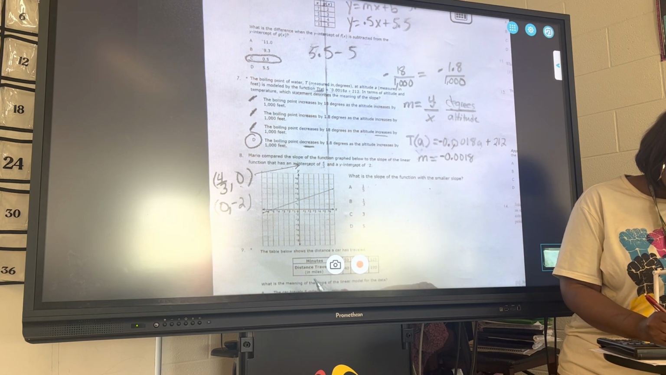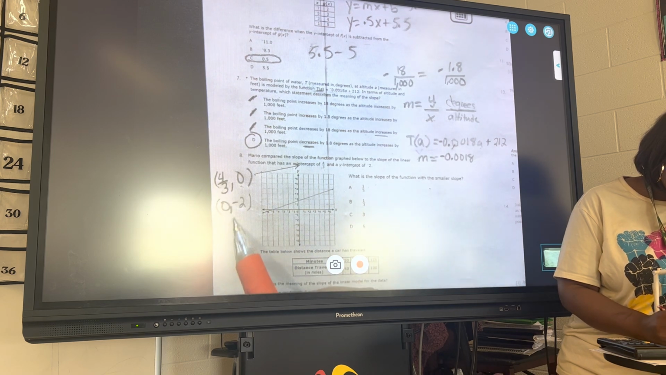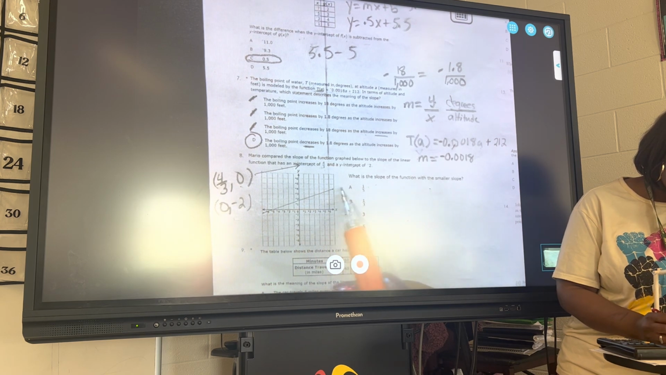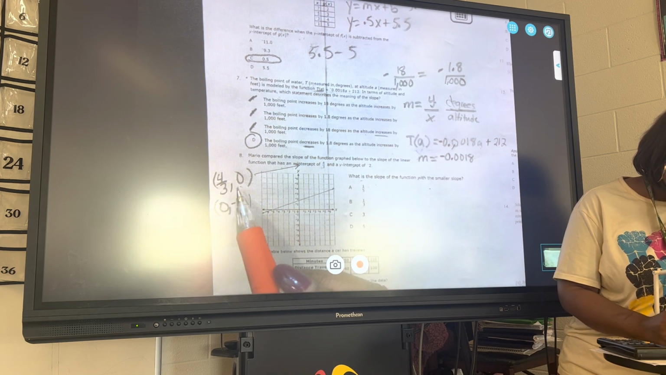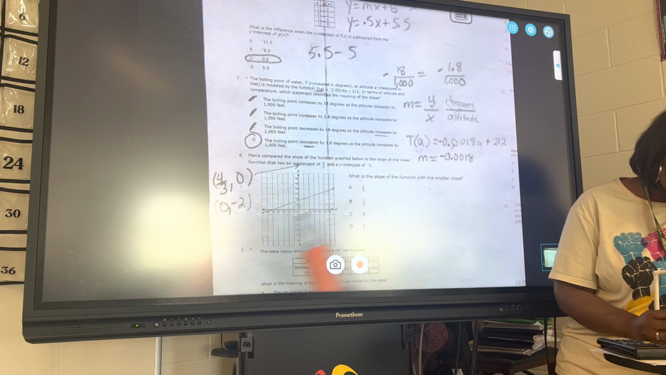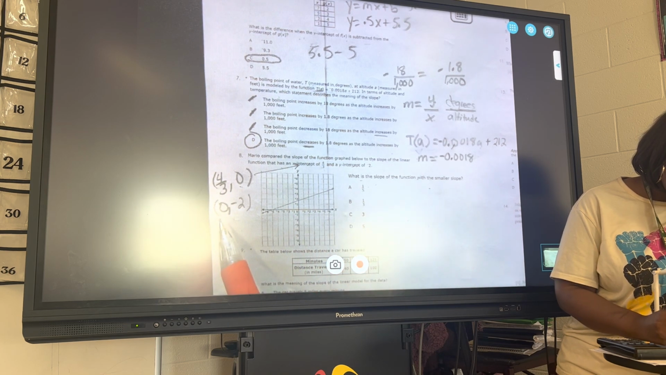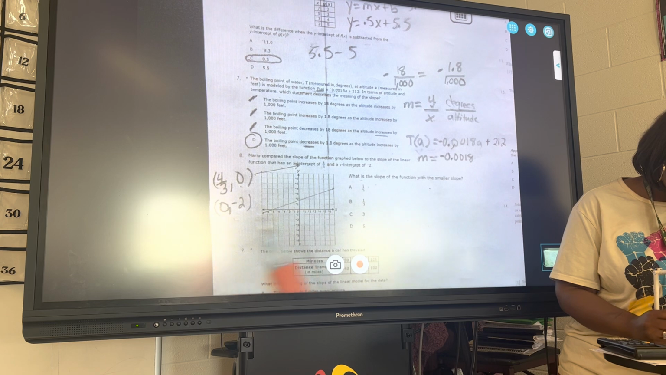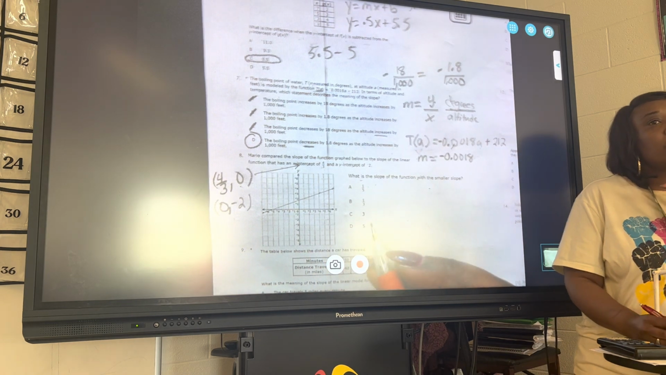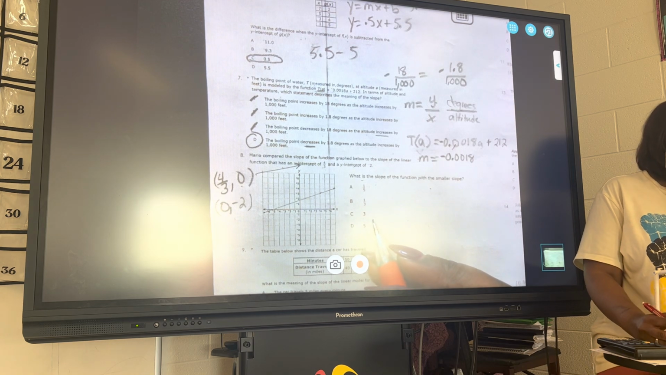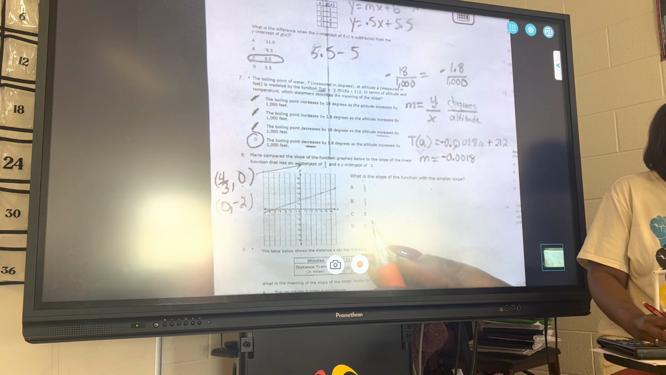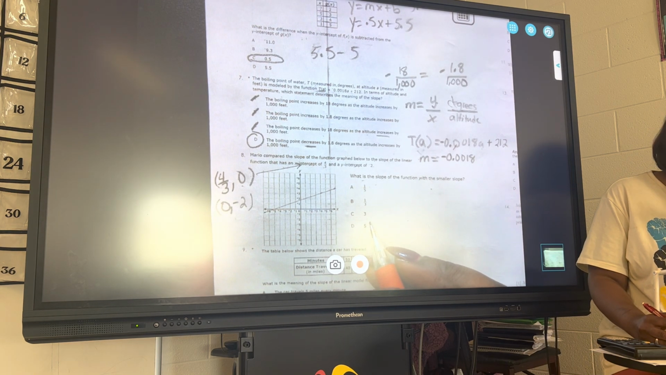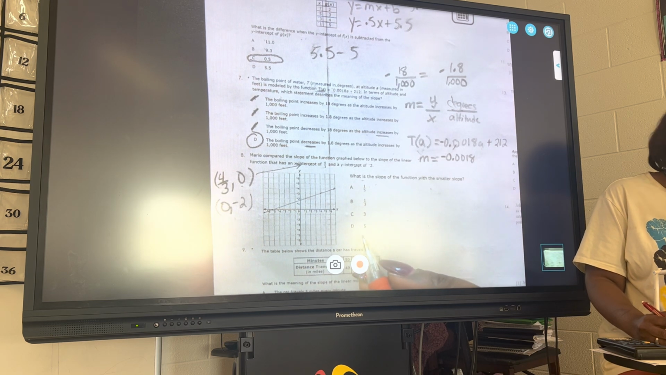So now you're comparing the slope of this to the slope of the line, okay? And it says, what is the slope of the smaller one? So we're looking to see, is this slope smaller than this slope? So let's find the slope here first, and then find the slope here by doing rise over run. When you're comparing slope, you're only looking at the number. You're not gonna look at whether it's going up or down. So don't look at negative. Just focus on the number, okay?